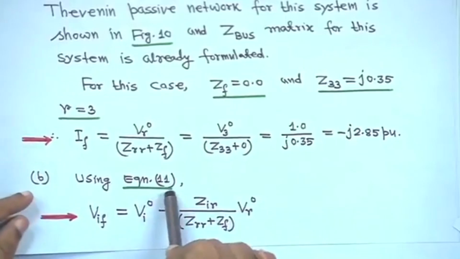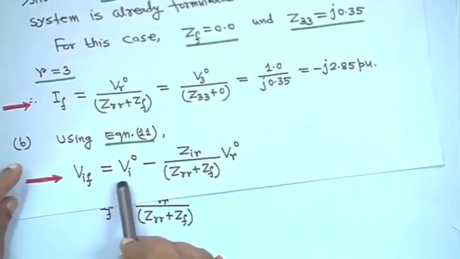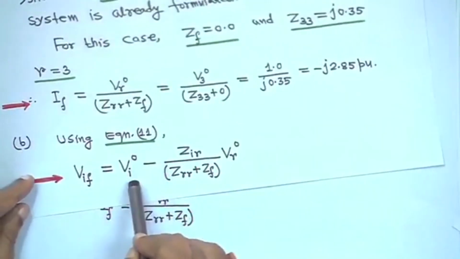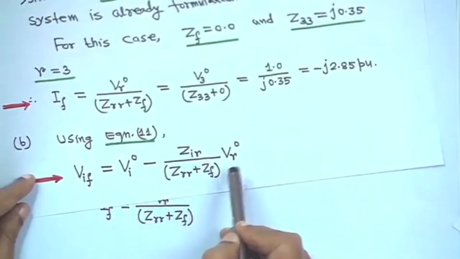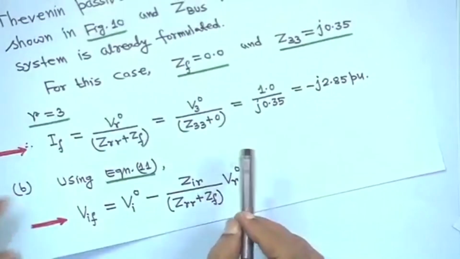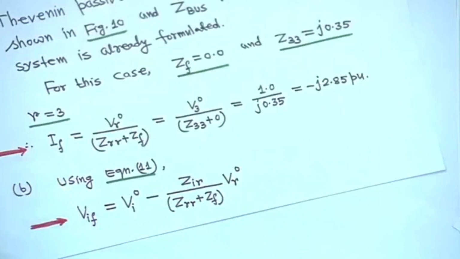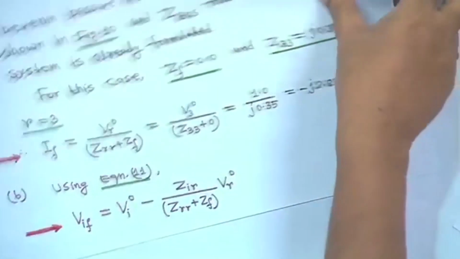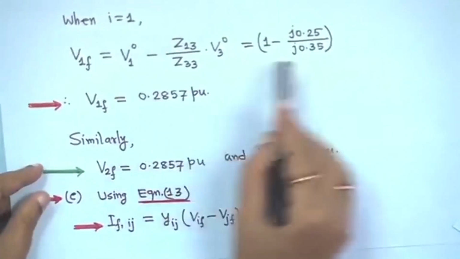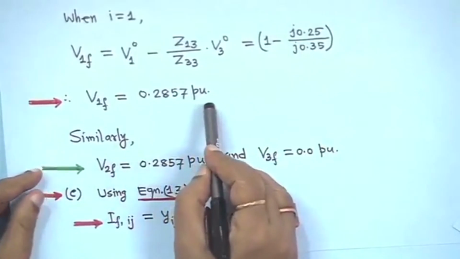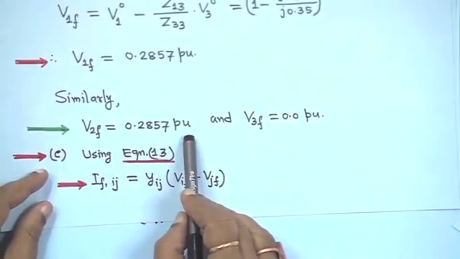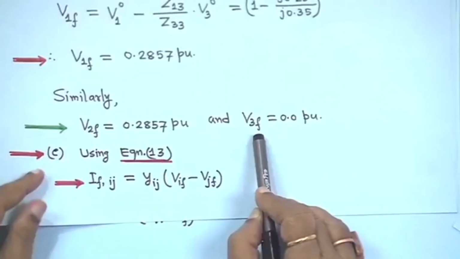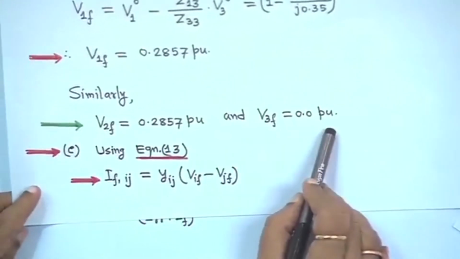So, using equation 11, that is ViF is equal to Vi0 minus ZiR upon ZR plus ZF into VR0, which we have already derived. When i is equal to 1, you can calculate V1F is equal to 0.2857. Similarly, for i is equal to 2, you will get 0.2857 per unit, and the fault has occurred at bus 3. So, V3F is equal to 0.